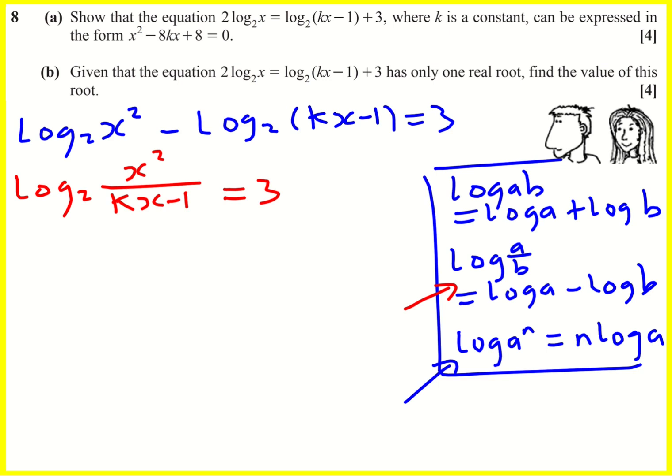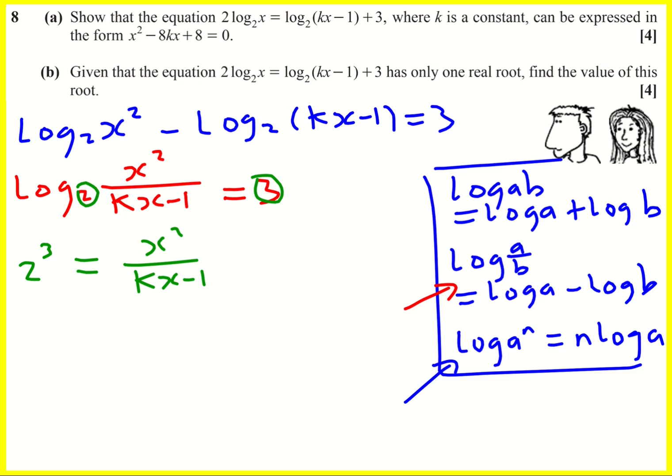And this is great. This is what I want, because now I can undo the logs. It must be that the base to the power of this, so 2 to the power of 3, is equal to x squared over kx minus 1. That's how logarithms work. I'm just undoing the log.